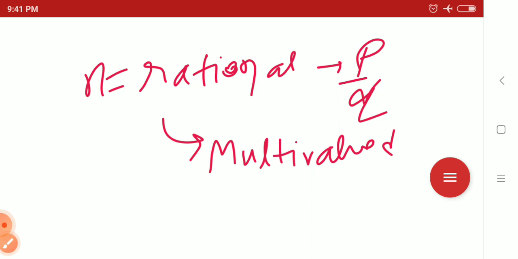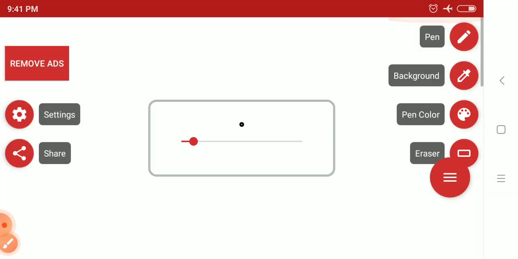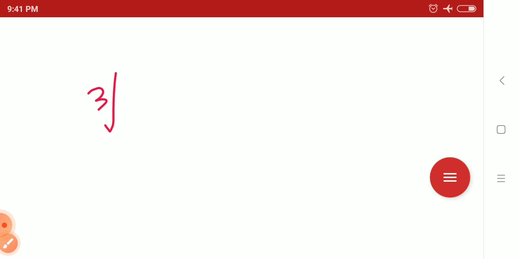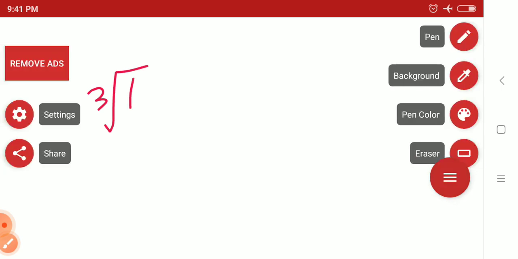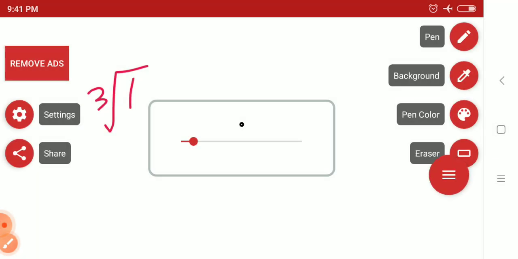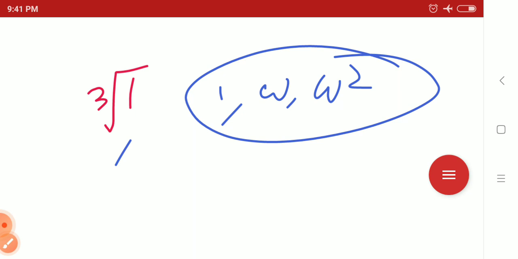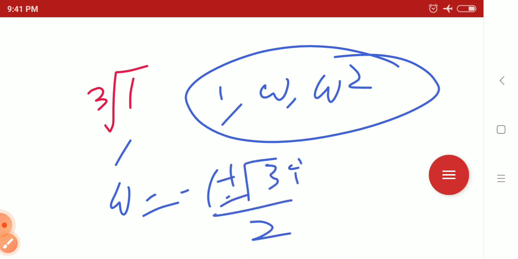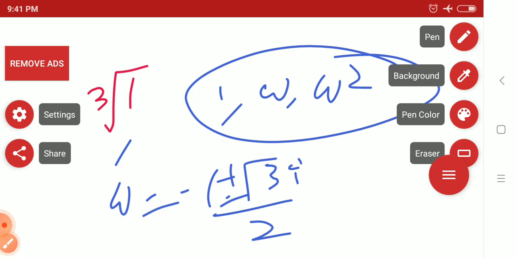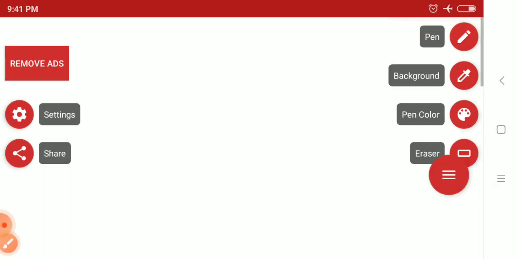Now another important property of complex numbers that I am going to discuss. When we are taking the cube root of 1, what will it be? Let me change the pen color. It would actually be 1, omega, omega square, where omega is actually (-1 plus minus root 3 iota) by 2.